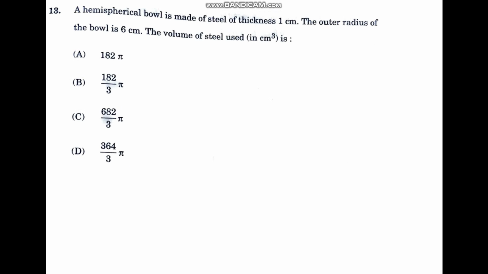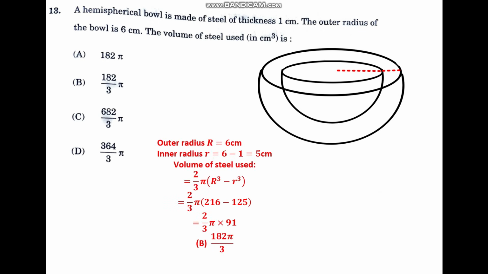Question number 13. A hemispherical ball is made of steel of thickness 1 centimeter, the outer radius being 6. So the inner radius we need to find out. You can see that the inner radius will be equal to 6 minus 1, the thickness, and that will be 5 centimeters. We need to find the volume of steel, that will be the volume of the outer hemisphere minus the volume of the inner hemisphere, and the final formula will be 2 by 3 pi times capital R cube minus small r cube. When we substitute the value, 6 cube is 216, 5 cube is 125. On subtracting, we get 91. 91 into 2 is 182. So the correct option is option number B, 182 pi by 3.